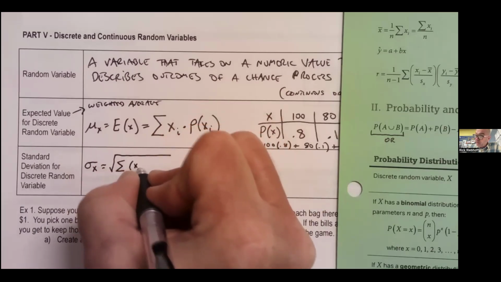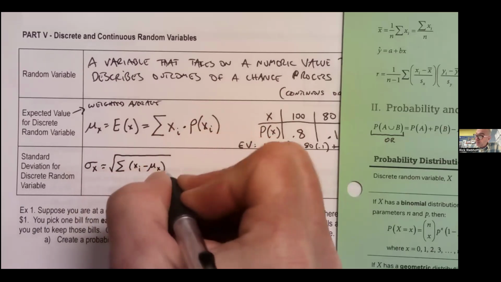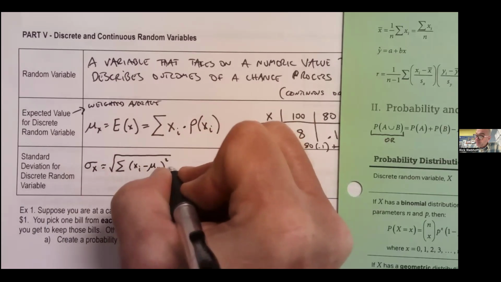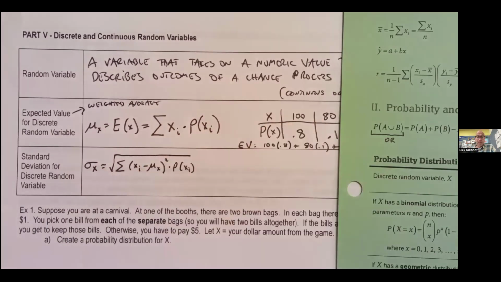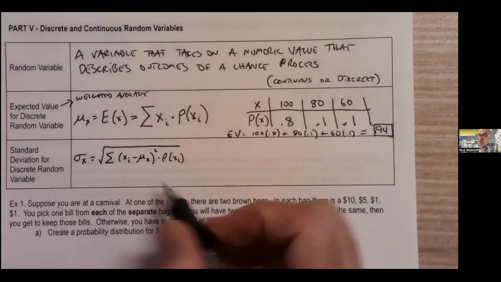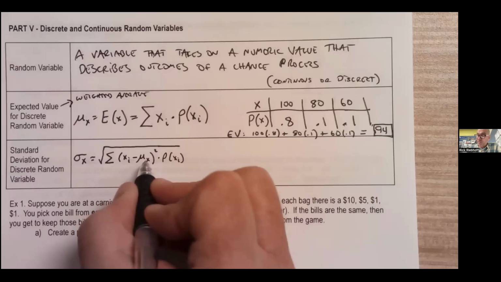So let's go x sub i minus the mean, squared, times the probability of x sub i. There we go. So this sums up, so we're going to take the outcome minus the expected.